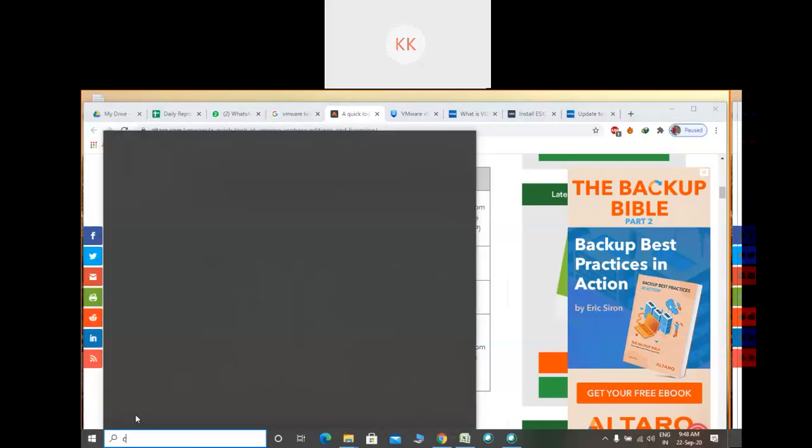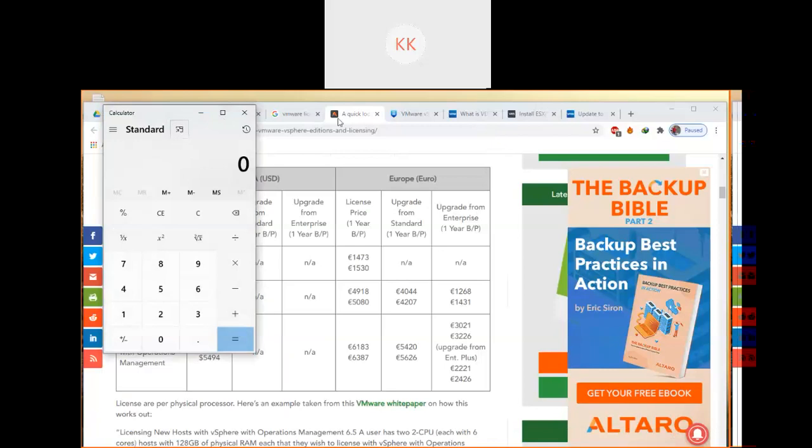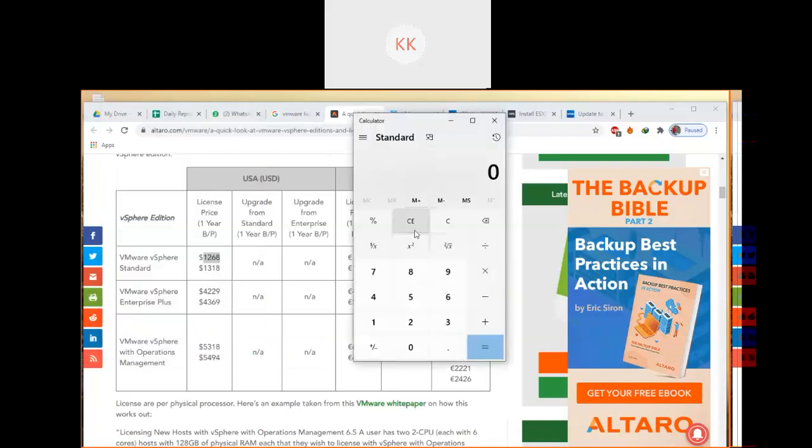Let me convert it and see how much. Take the dollar value as 70. Okay, 70 into 1268. See, for 1 year you have to pay 88,760 rupees. Okay, now the thing is that this is the cost of your license only.